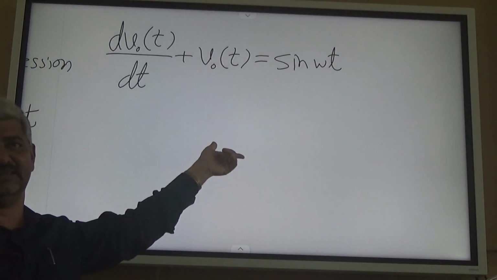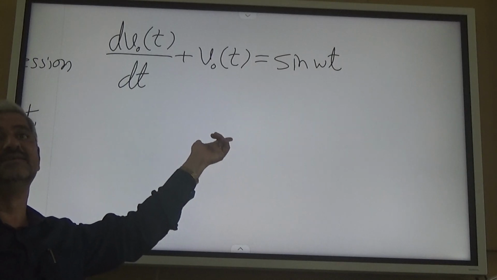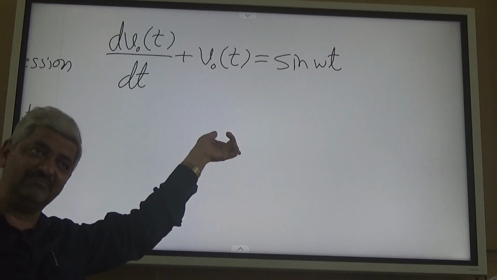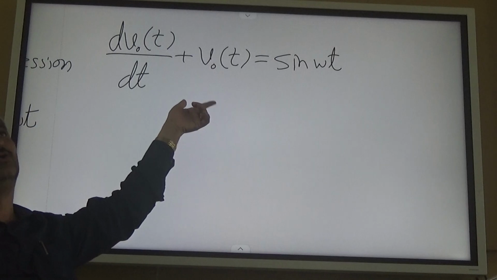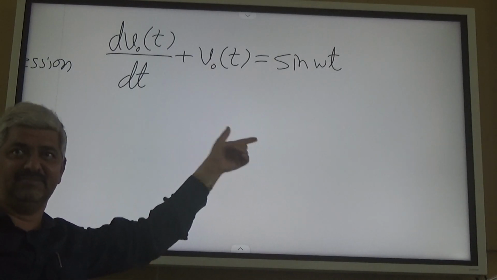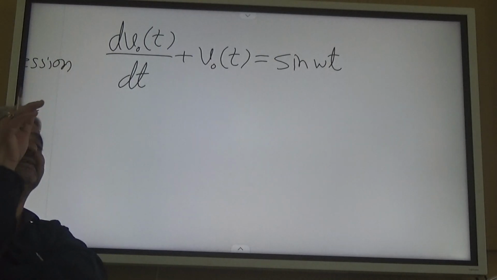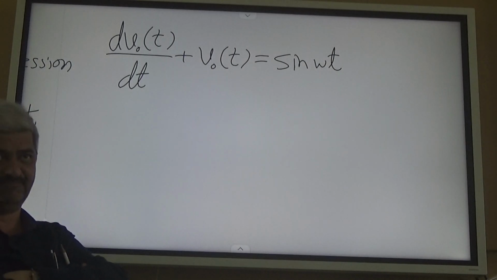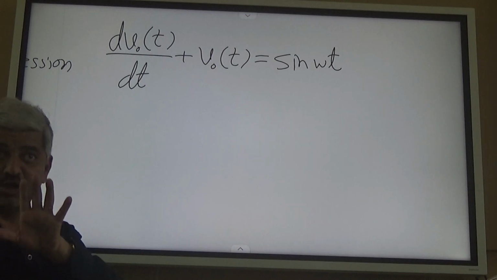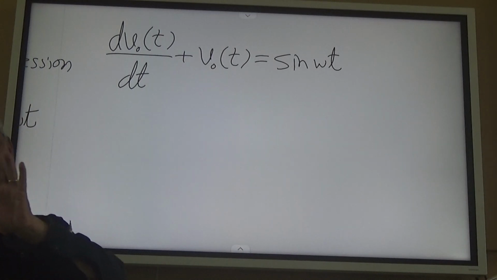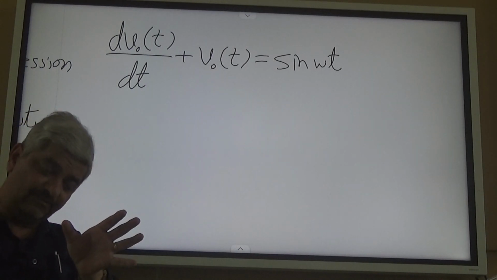Tomorrow it may be cos omega t. Tomorrow it may be 2 cos omega t. Or it may be 2 cos omega t plus sin omega t. Means it's a sinusoid of omega. Right? A sinusoid. Are you getting me? A sinusoid of frequency omega. It may be of different amplitude and different phase.